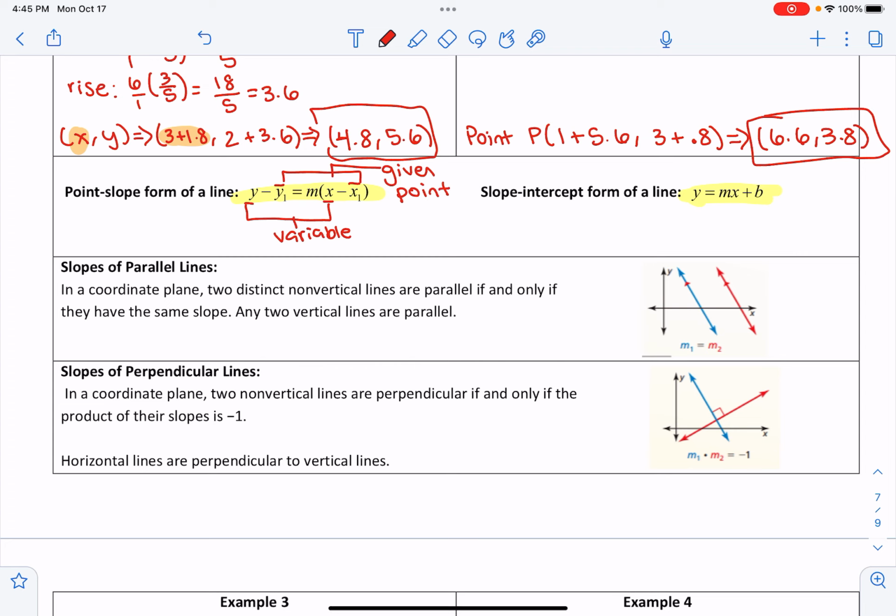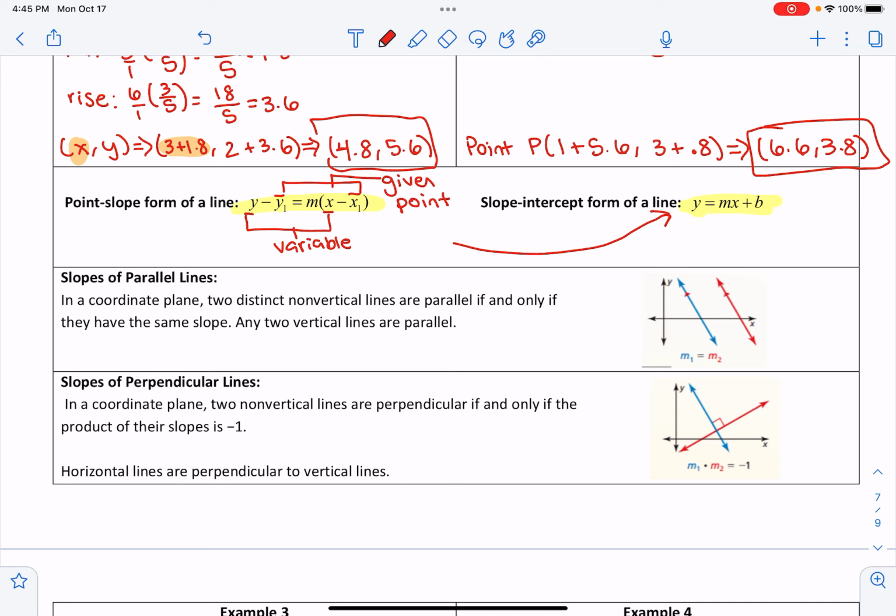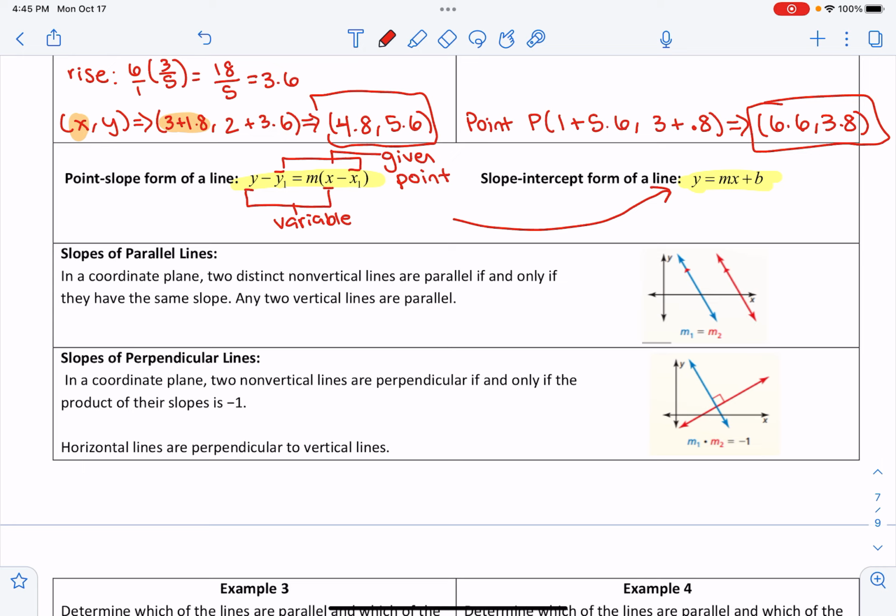Now, we use point slope form to get it into slope intercept, which is what we're used to, y equals mx plus b. Now, there's going to be a couple different ways to do these problems, but I'm going to show you the way that I teach it. If you've learned this a different way, that's okay as well. So slopes of parallel lines. So in a coordinate plane, two distinct non-vertical lines are parallel if and only if they have the same slope. So we need to remember, you guys, the biggest thing is lines are parallel if they have equal or same slopes. Okay, so when we're creating these lines, we need to remember that they have the same slopes.